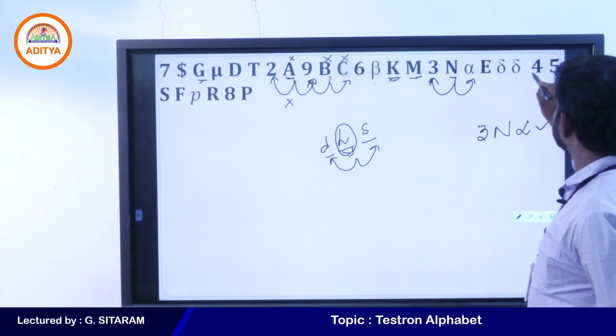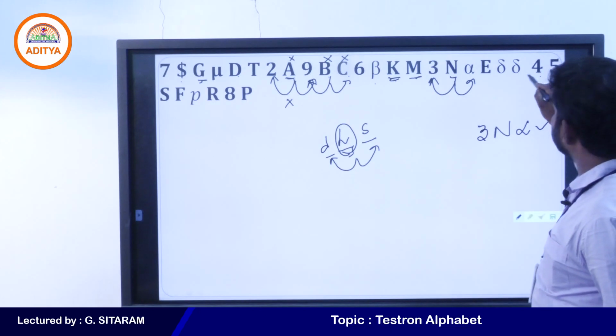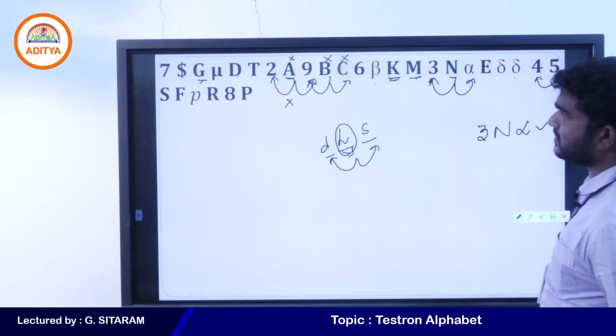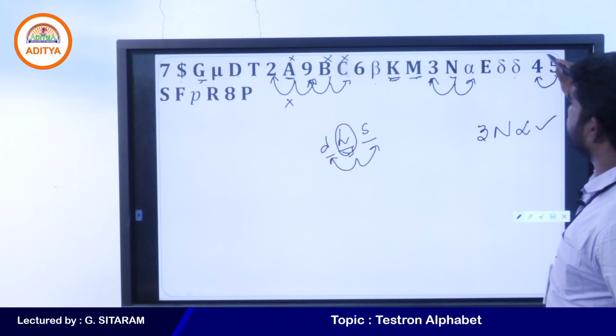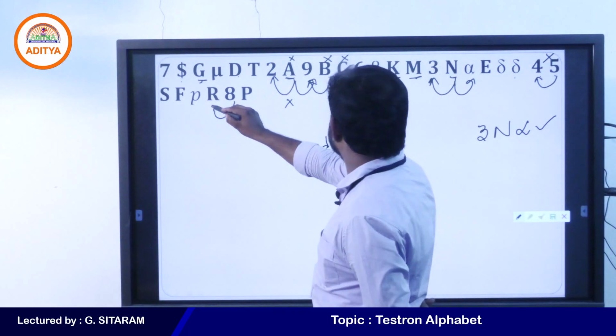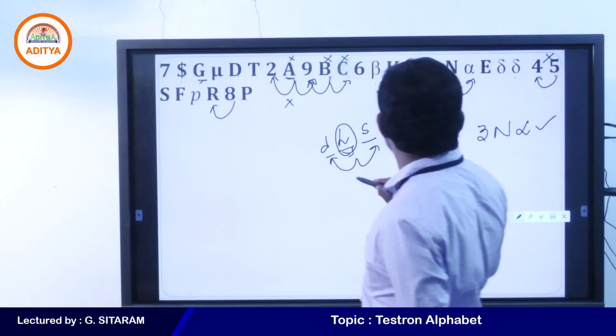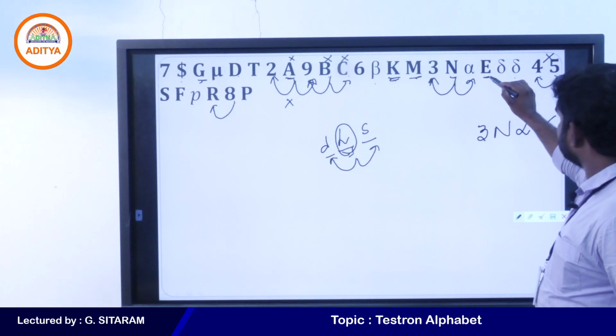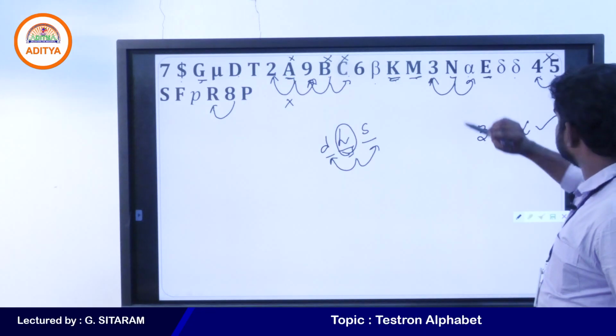Then take 4. Is it preceded by a digit? No. Then take 5. Is it preceded by a digit? Yes. Is it followed by a symbol? No, 5 is not followed by a symbol. I think you don't take 5 either. Sorry, you have to take only letters. Is it preceded by a digit? No.